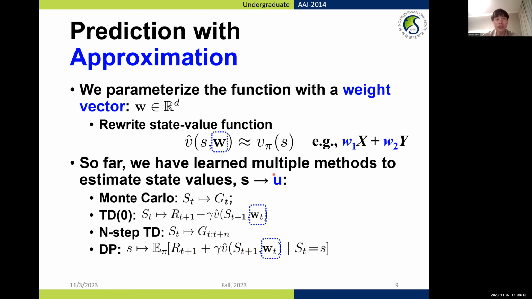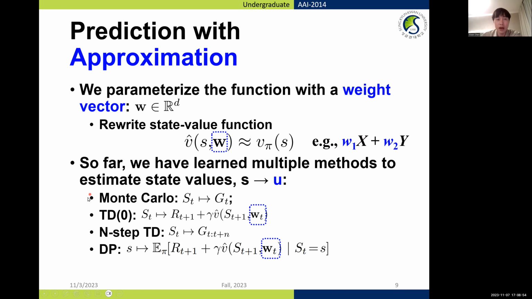Let's recap what we learned. Prediction with approximation: now we parameterize a function with a weight vector. Previously we only had v(s). Now we have v hat(s, w), where w is the vector, to approximate the target, the state value. For example, here this can be a linear combination of a feature space, which is x, y.